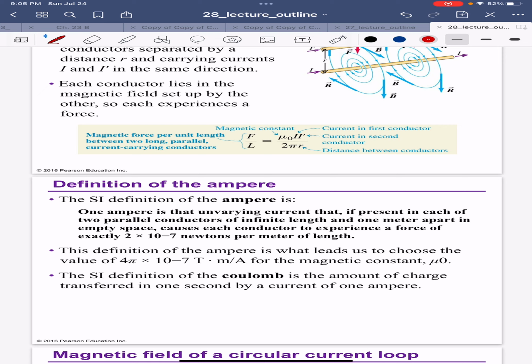The SI definition of the Coulomb is the amount of charge transferred in 1 second by a current of 1 ampere. Because remember, current is defined as delta Q over delta T, and therefore delta Q is going to be delta T times I.